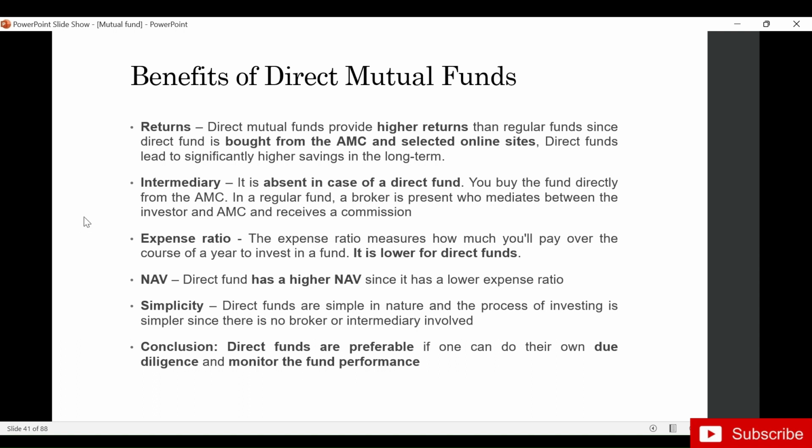So coming to the fourth benefit, it is NAV, that is net asset value. Just like stocks have a stock price, a mutual fund has a NAV. So direct funds have a higher NAV because they have a lower expense ratio.